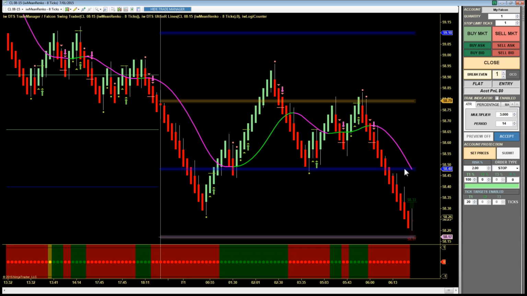This gold line is our median line. This is our primary support. This first blue line, primary resistance. It looks like we're just about to take a little bit of a bounce off of the secondary support.